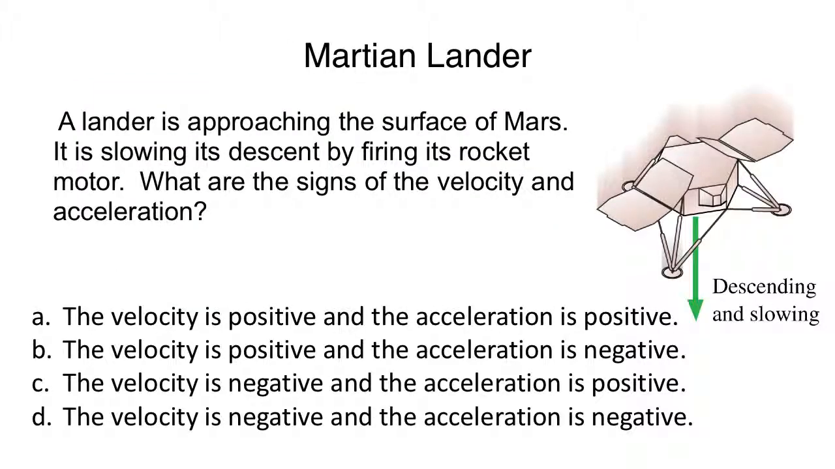So let's go back really quickly for the last few minutes. Let's go back to 1D motion to make sure we get it. This one should be really easy, but it always tricks people. A Martian lander is approaching the surface of Mars. It is slowing down its descent by firing its rocket motor. What are the signs of the velocity and acceleration? We're going to assume for this problem that up is the positive direction, just the way you would conventionally. Which of these answers is true? The velocity is positive, the acceleration is positive, etc.